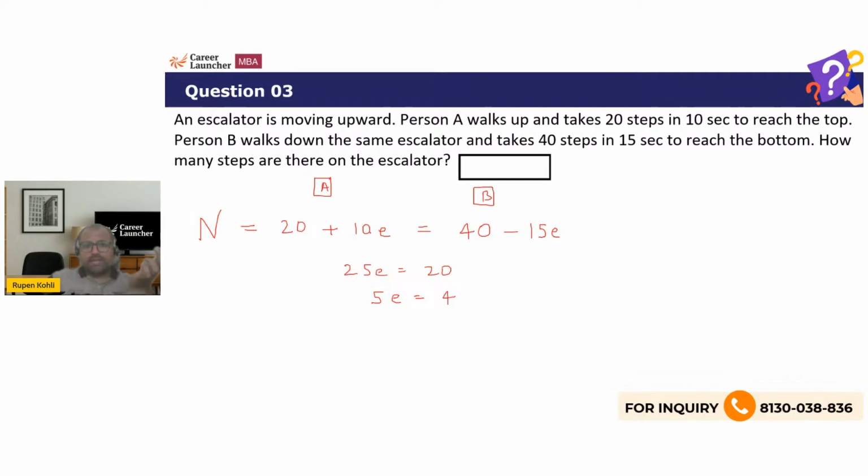We need the value of 10E to insert over here. So 5E is 4, or 10E is 8. So basically for person A, 8 steps are taken by the escalator. So therefore n is 20 plus 8, 28 steps. Right. So this is a question on finding the steps of the escalator using the two persons' journey. Perfect.